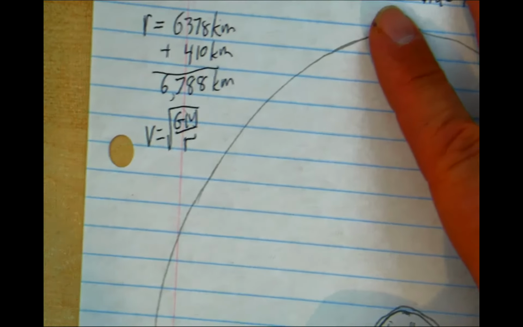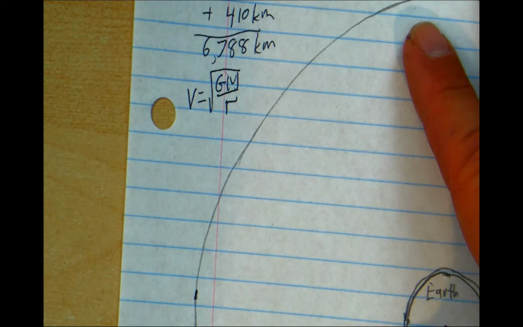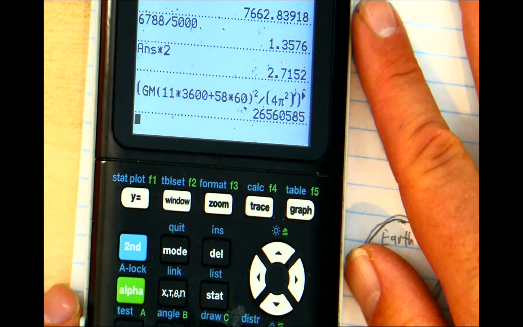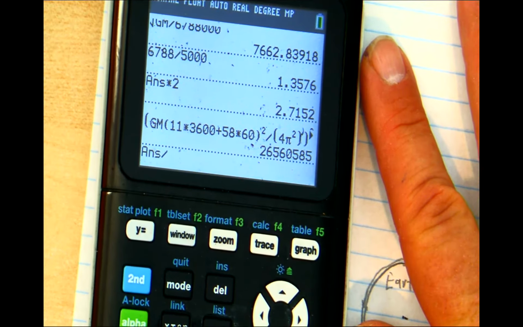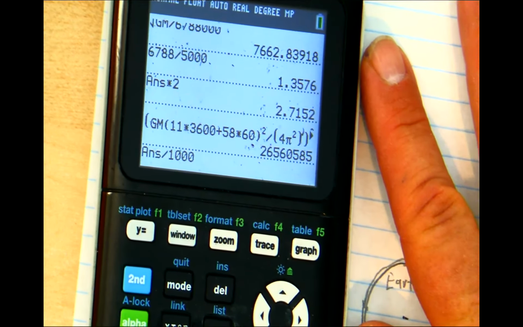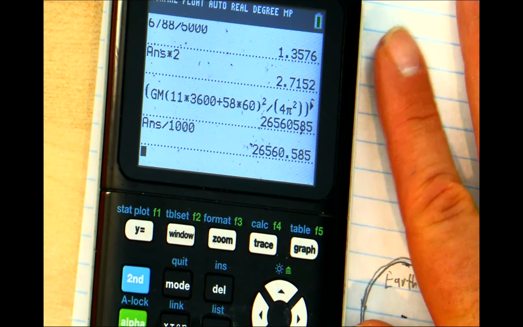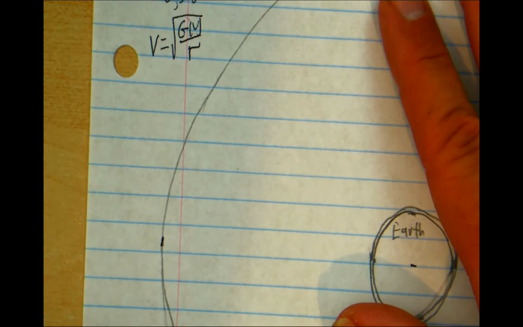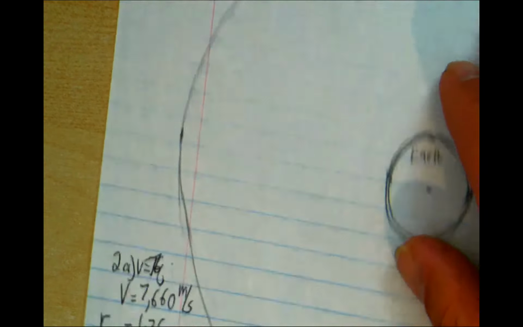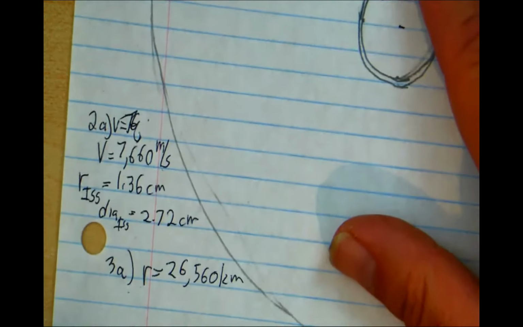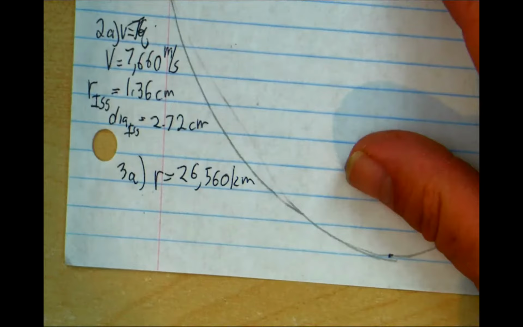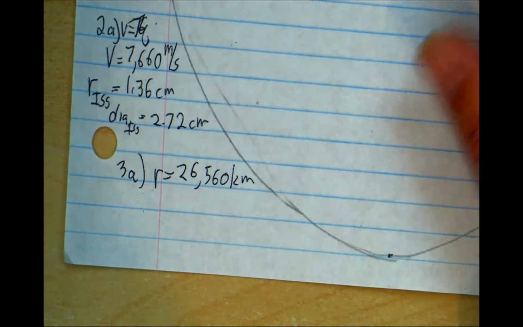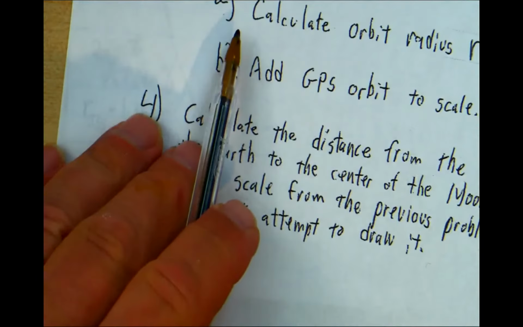So for problem 3, part A, the orbit radius is this. However, I tend to express things in kilometers, not meters. So I'm going to choose to divide this by 1,000 and say the orbital radius is 26,560 kilometers, or if you make it 26,600 kilometers instead, okay, I'll be able to grade it anyways, right? So that is the answer to part A.